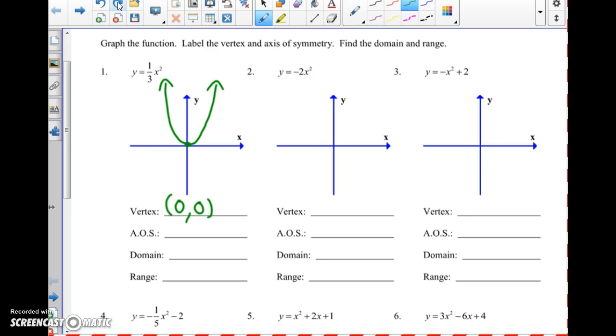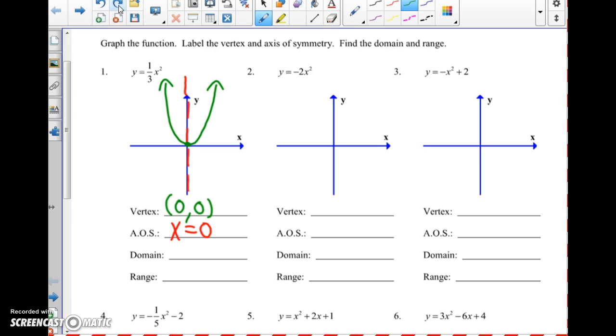So let me ask you this. That's going to go right here like this. What's the axis of symmetry going to be? x equals 0. That's the line x equals 0 that you write down. Very good, that's right. It has to be an equation, it can't just be a number.